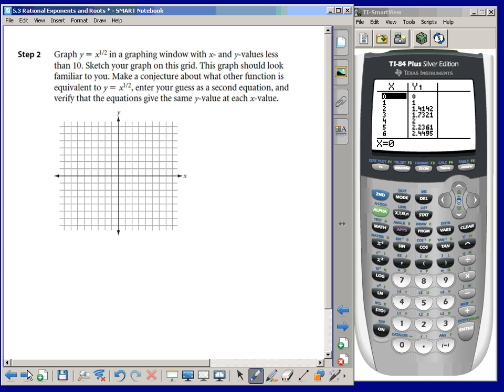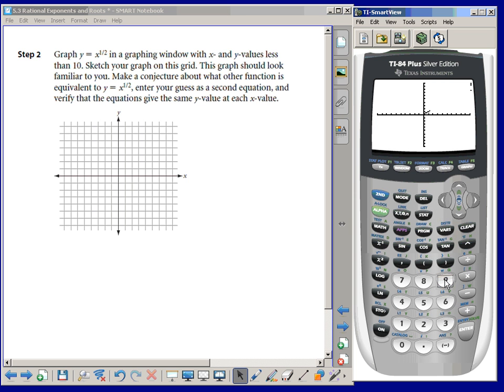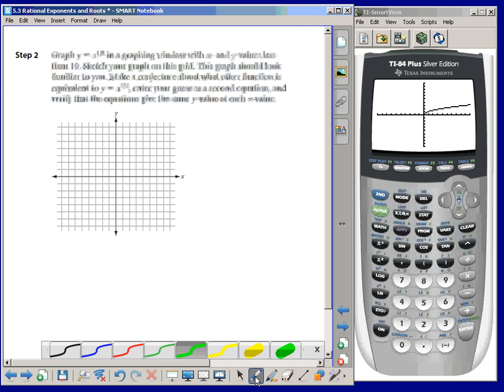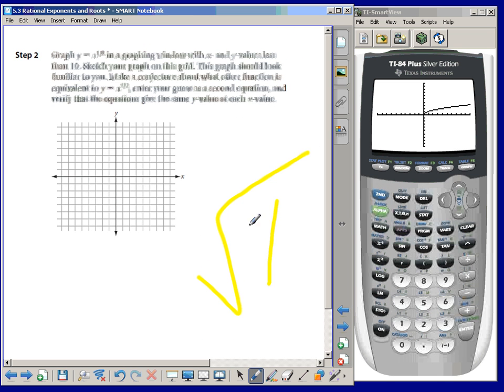Step 2. Graph x to the 1/2 on your graphing calculator. So I already have it in y equals. Let's press zoom 6. Take a look at it. And it looks a lot like that parent function that we learned earlier this year, the square root of x graph.